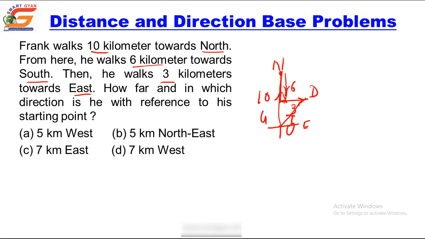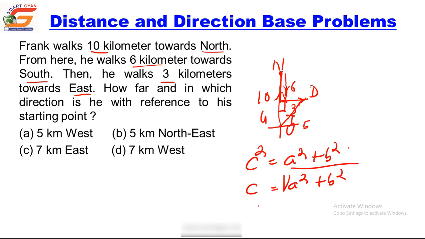And then what is the distance? One side is 3, another side 4, and it became a right angle triangle. So here we will apply the Pythagorean theorem. We have to find the diagonal, that is C. So we know that C square is equal to A square plus B square. Then C is equal to the square root of A square plus B square. Here A is the altitude, 4 square is 16, plus B is 3 square is 9, equal to 25, square root of that is 5. So the final answer is 5 kilometer northeast.